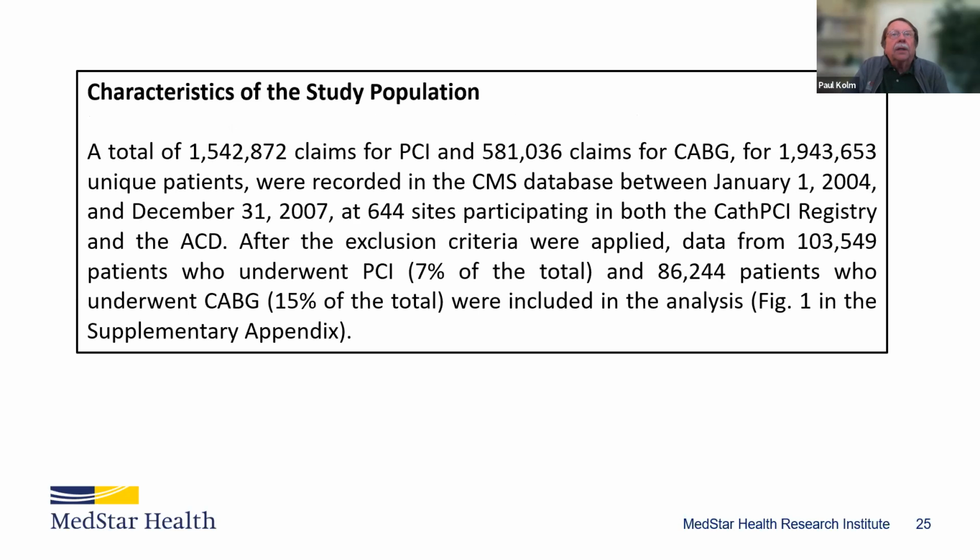So we have a really large number in the PCI database, 1.5 million, and over 500,000 for the STS database that looks at coronary artery bypass. And so we end up with a little over 100,000 patients who underwent PCI and some 86,000 patients who underwent CABG. And those are the patients that are included in the analysis.